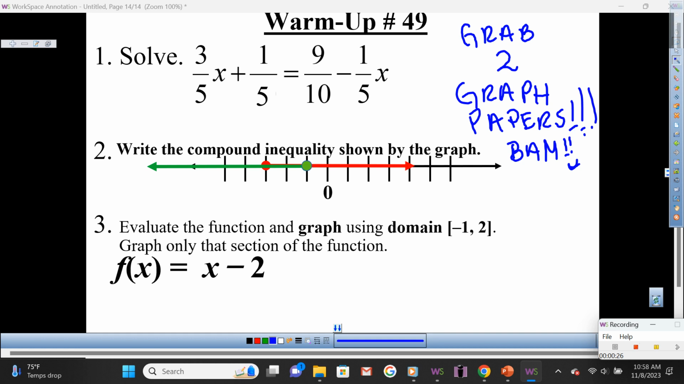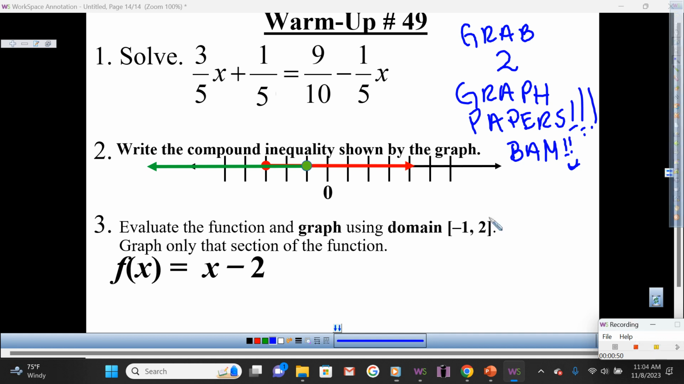Warm-up 49's on the screen. Today we're going to get going with our session that you should have finished yesterday. We're going to continue today. So I'll leave that up for a little bit. Go. And everybody grabbed two graph papers already, yes? Yes, Mr. Q.